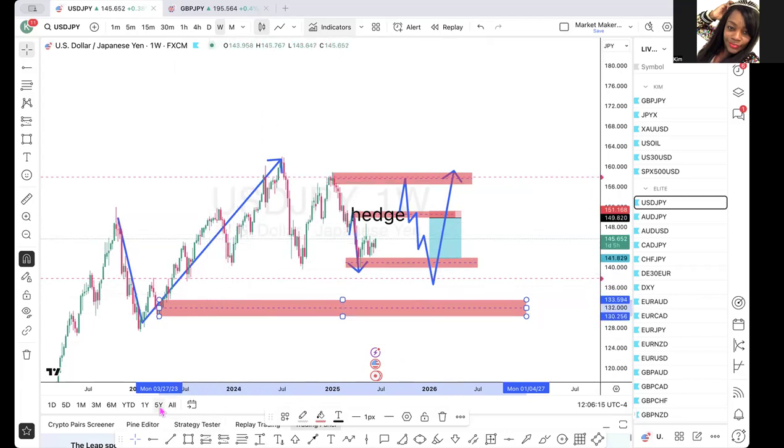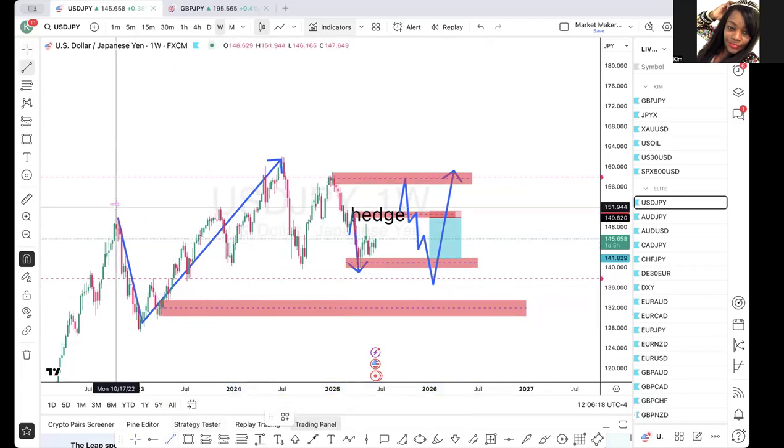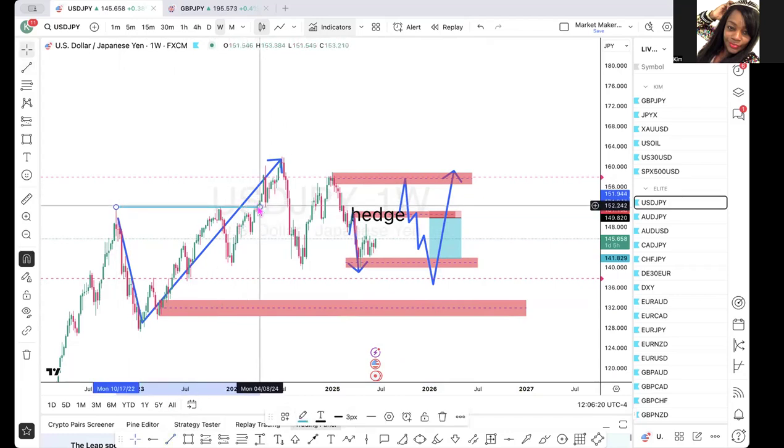But I'm also trading off from the edges and not based off of these inner structures, internal structures. So I'm trading off this edge or I'm trading off this edge. I'm not trading off this stuff in the middle.